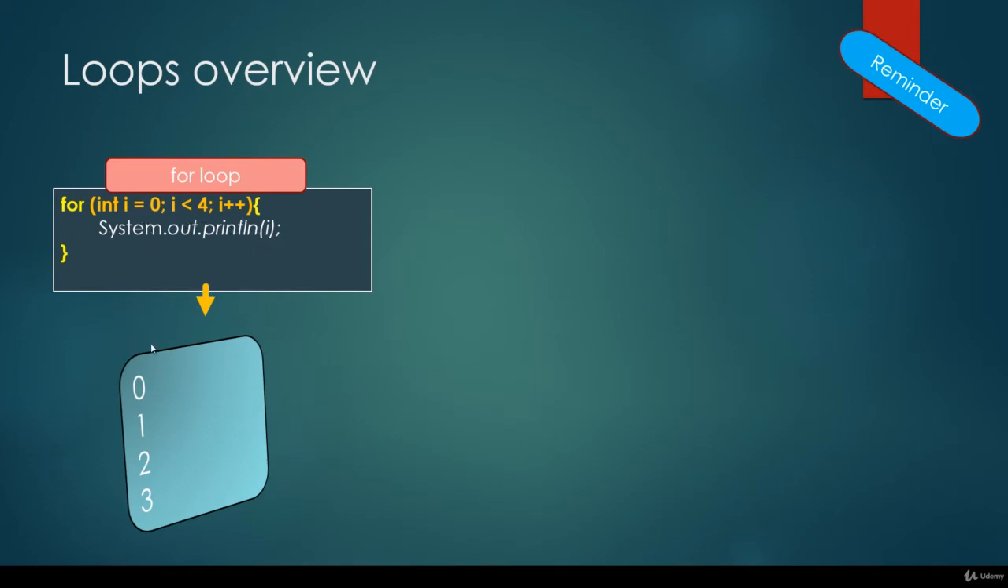So this is why we print out 0, 1, 2, 3, and after the 3 is incremented, so i++, the value is going to be 4. 4 is not smaller than 4, so this statement is going to be false, and if the statement is false, then Java is going to terminate the for loop.